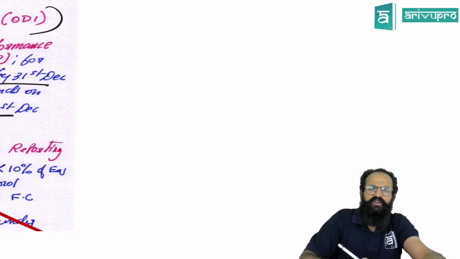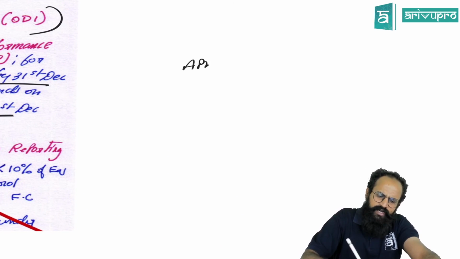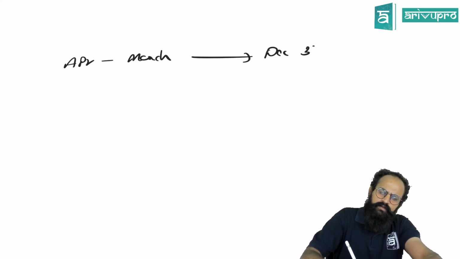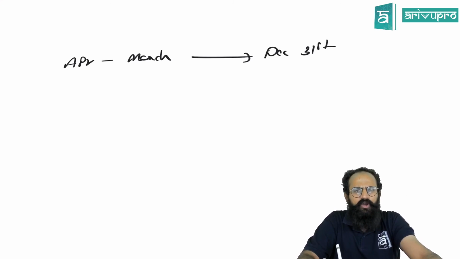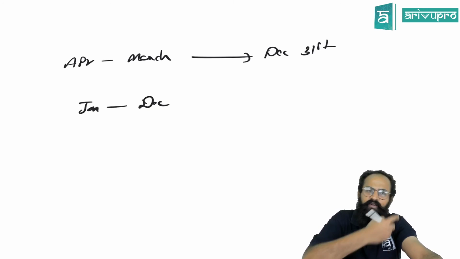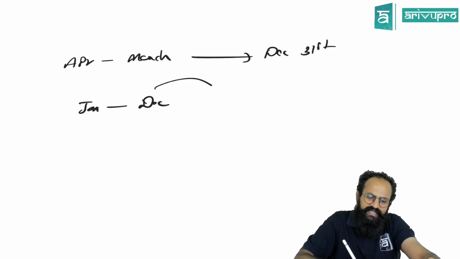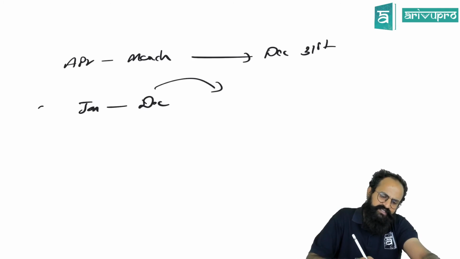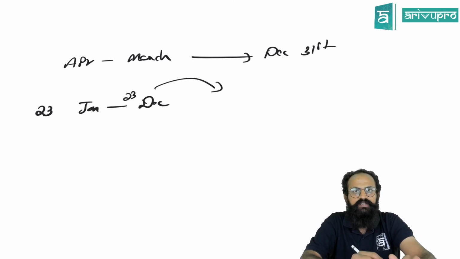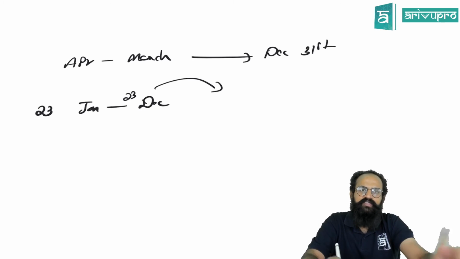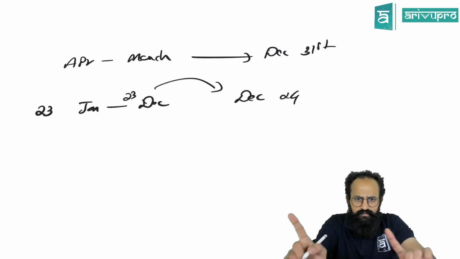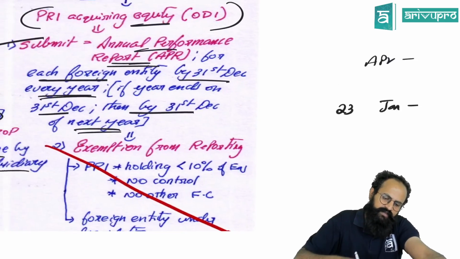Meaning, if we are following the financial year, April to March, then I have time till December 31st. However, imagine some company follows January to December instead of April to March. Sir, now when should they file? They will file by December of the next year. Imagine this is January 2023 to December 2023. So this year's ODI, they have to report it by December 2024. Understood this one? That is what they have given here.